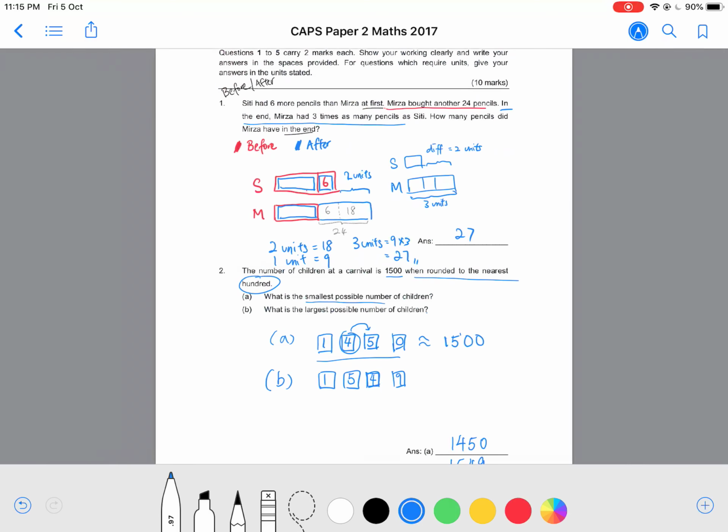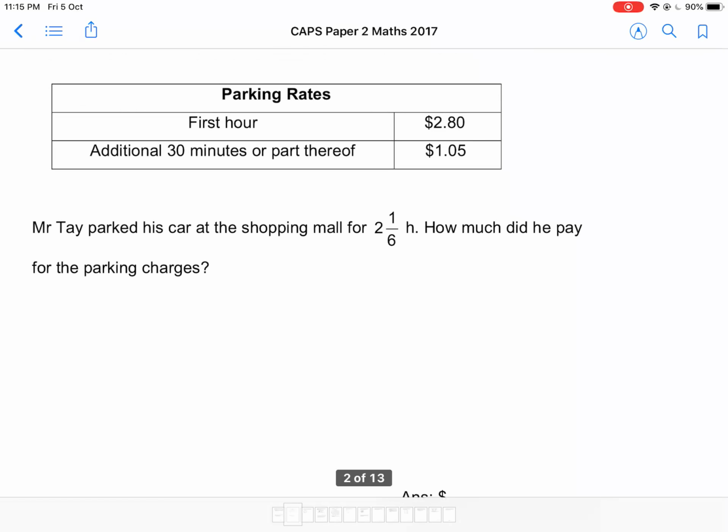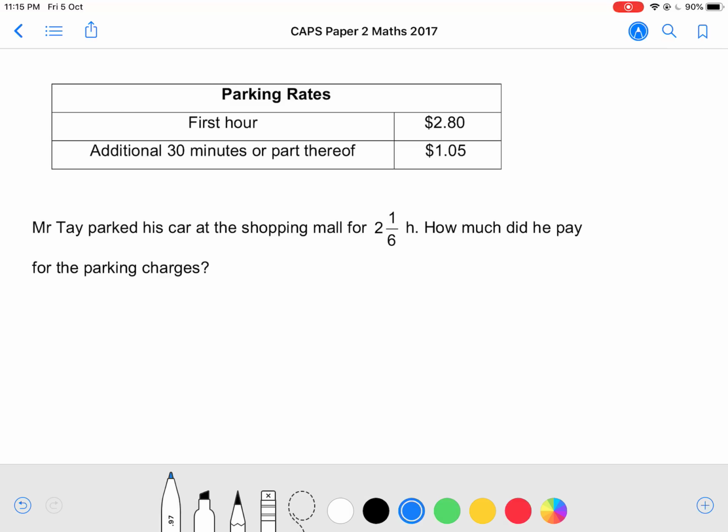Question number 3. Okay, it's a red question. So this over here, it says 2 1/6 hour. Now let's convert this to a nice number first. 2 hour, 1/6. And 1/6 hour, how much is that in minutes?